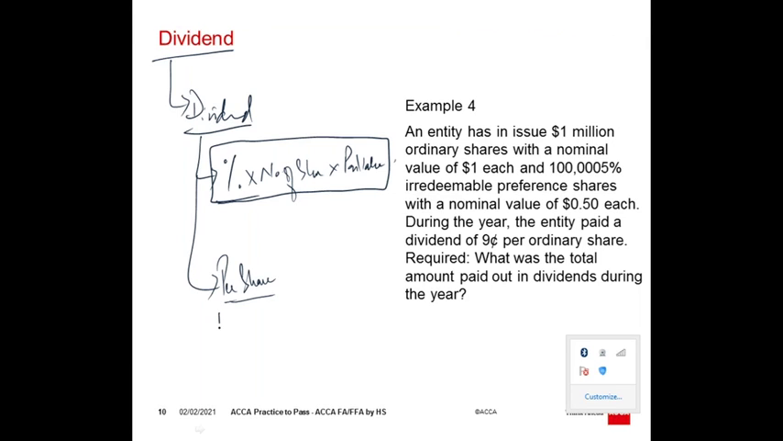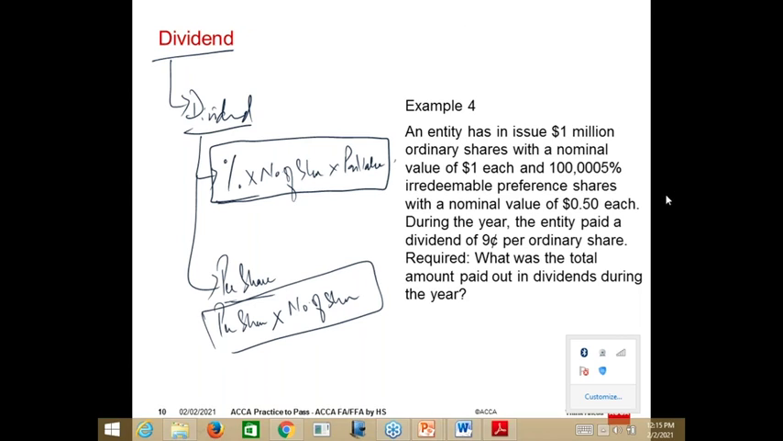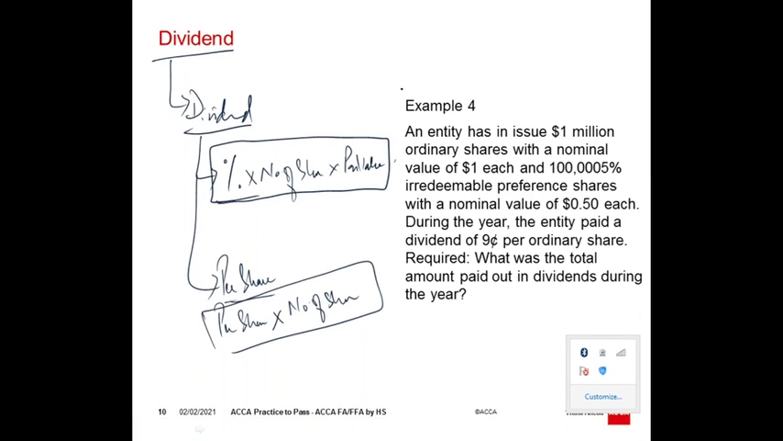And if you have been given a per share dividend, like in example 3, the per share dividend should be multiplied with the number of shares. The examiner might give you the dividend in percentage form or per share. Okay, so now all of you are requested to attempt this example 4. It has no link with the previous question. It's a new question for you guys. Please do attempt it.